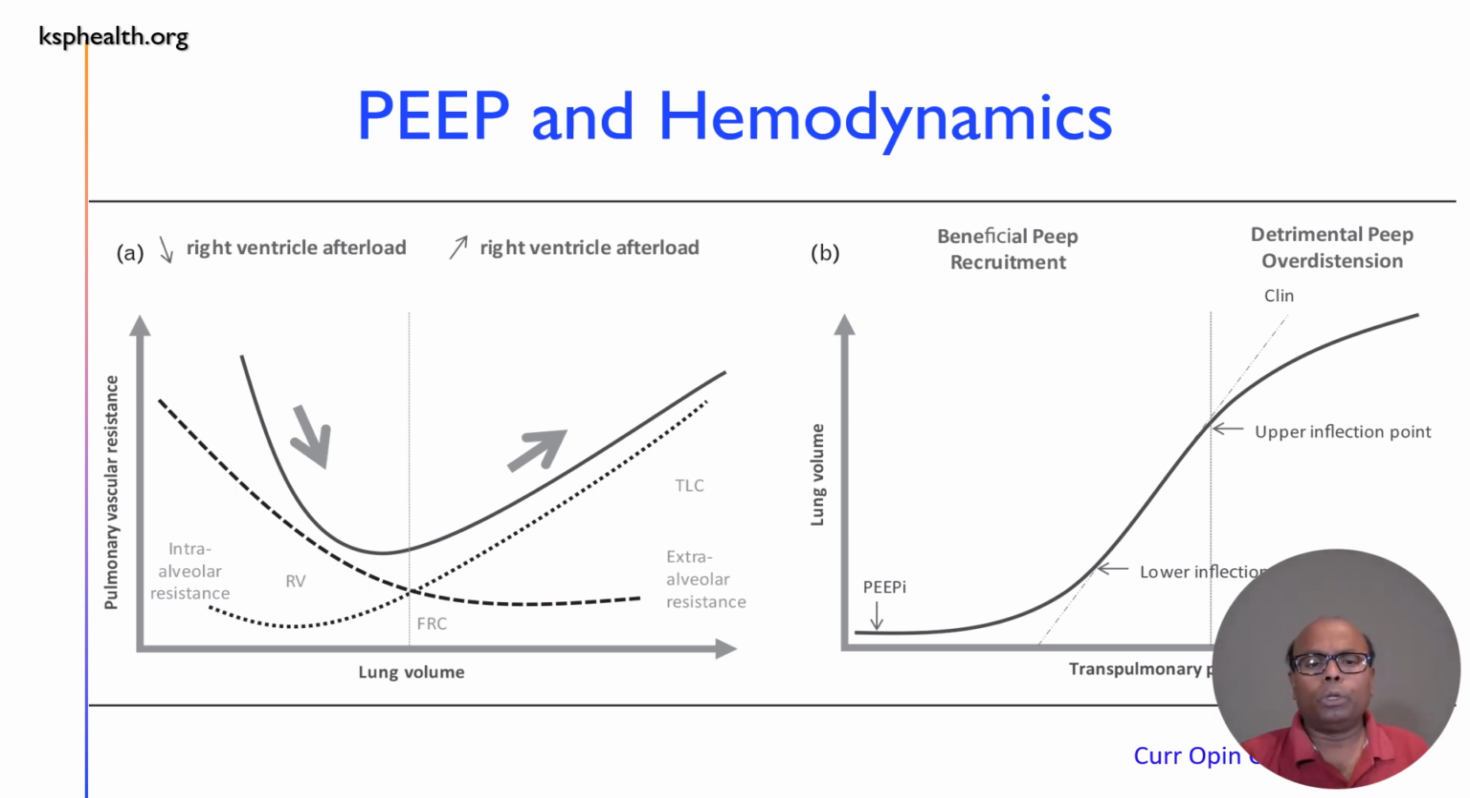If it is lower, that is also not good because it won't keep the alveoli open for proper oxygenation, and so on and so forth. The PEEP has to be optimal to keep the functional residual capacity, to promote hemodynamics, and also to avoid the detrimental effects from the PEEP.